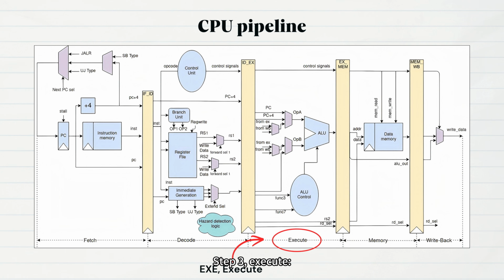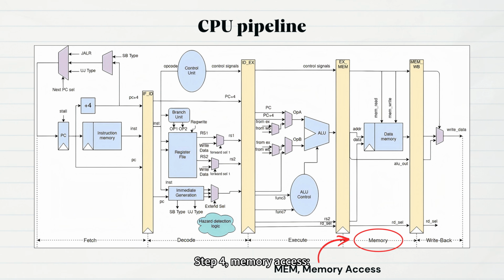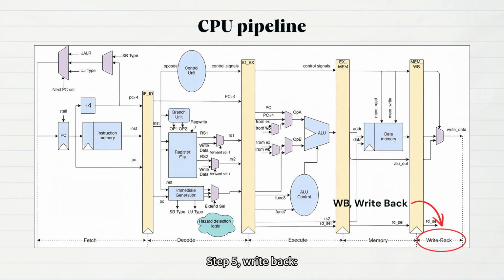Step 3. Execute. Invoke the ALU, arithmetic logic unit, registers, memory channels to complete physical operations such as data movement, numerical calculation, logical jumps. Step 4. Memory access. Read-write memory data as needed to complete data interaction. Step 5. Write back.